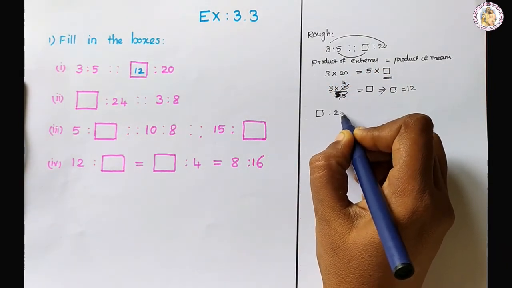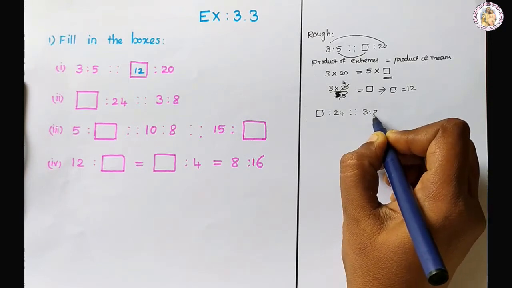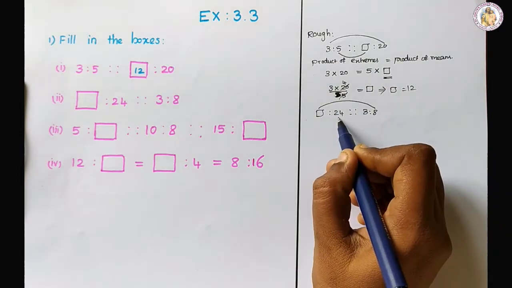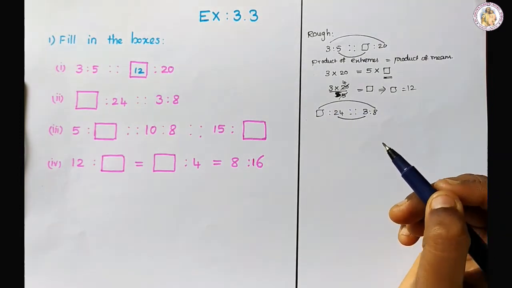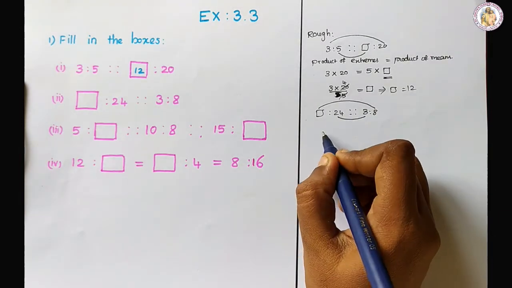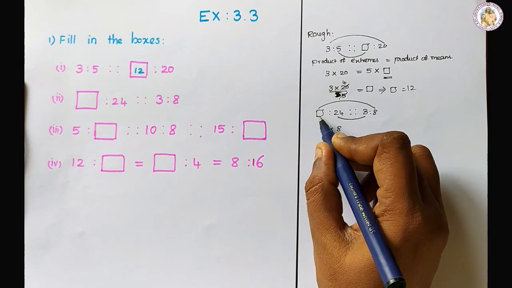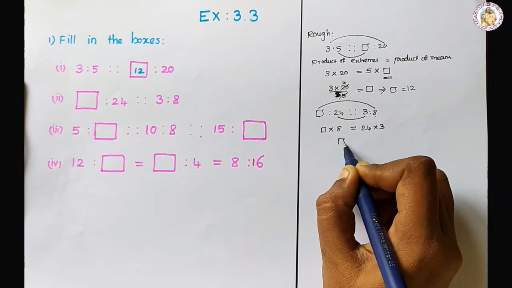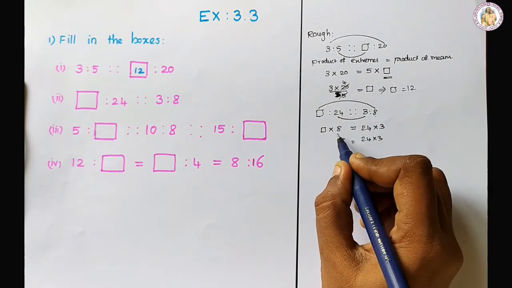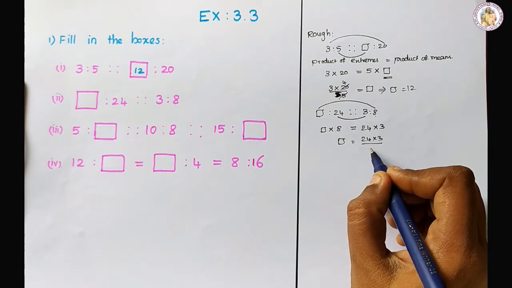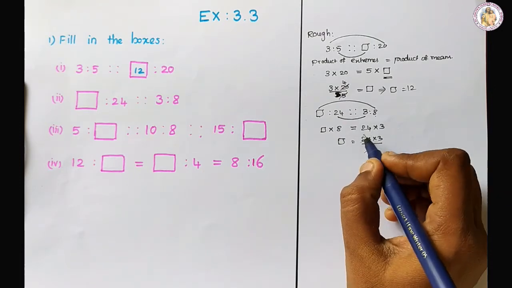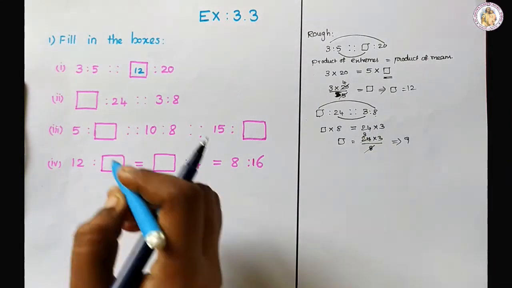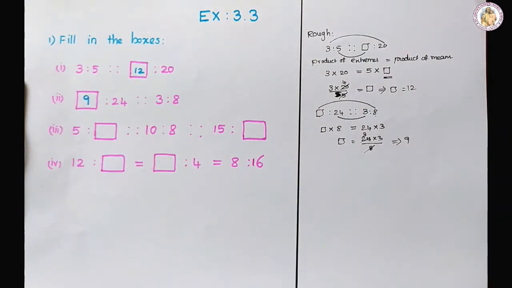Next sum. Box is to 24 as 3:18. Same procedure. Product of extremes equals product of means. So box into 8 equals 24 into 3. Now box equals 24 into 3. Here 8 is in multiplication, bring this side means division. So cancel it 3 times. So we get 3 3s are 9. Second answer is 9.